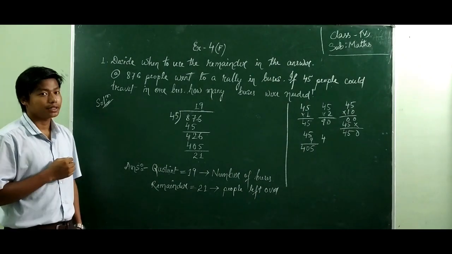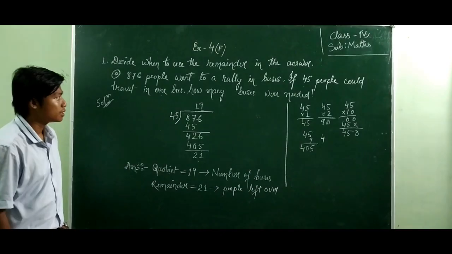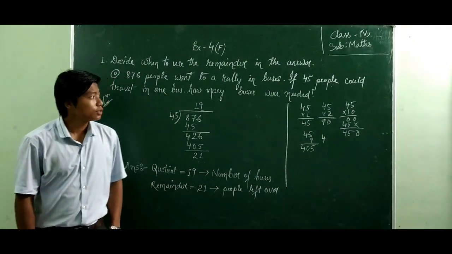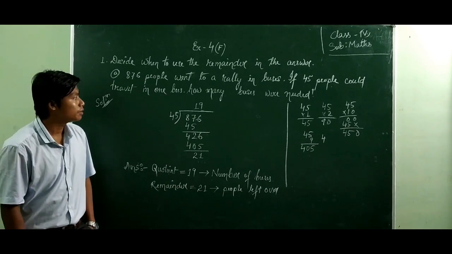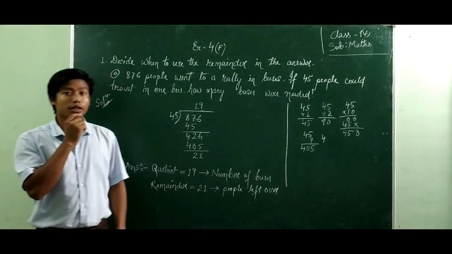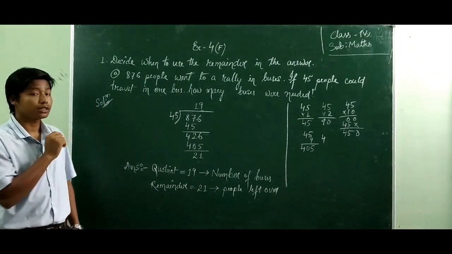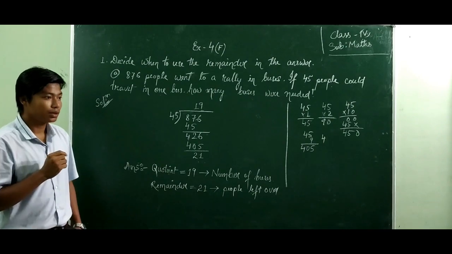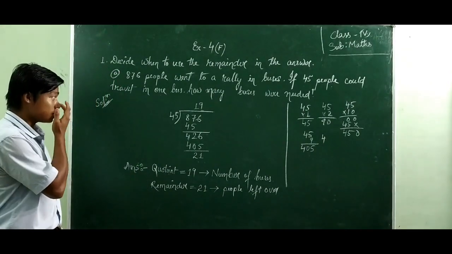Here, 876 people went to a rally in buses. If 45 people could travel in one bus, how many buses were needed? Here you have to find out how many buses are needed to carry 876 people. So here the operation is divide. So let's start.